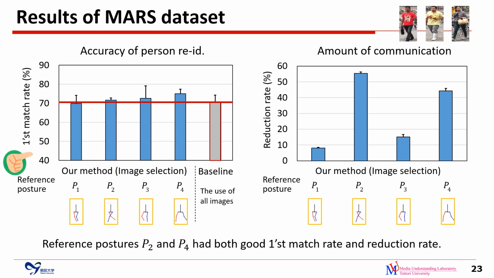Accuracy of person identification on the MARS dataset. Our method using reference leg postures P2, P3 and P4 obtained better accuracy than the baseline method. Amount of communication. Reference leg postures P2 and P4 had a high reduction rate, more than P1 and P3. Reference postures P2 and P4 had both good first match rate and reduction rate. This result has the same tendency as evaluations on the TUP dataset.